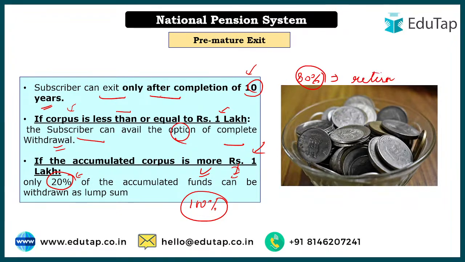So this is a very important thing to keep in mind. You will get the 80% only later, and only 20% you will get as a withdrawn lump sum. So this was the case of premature exit, which can only be done after 10 years.